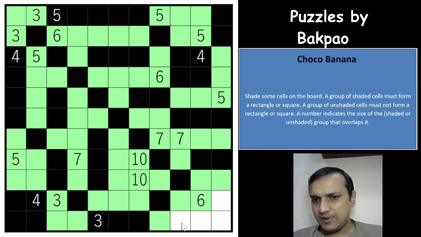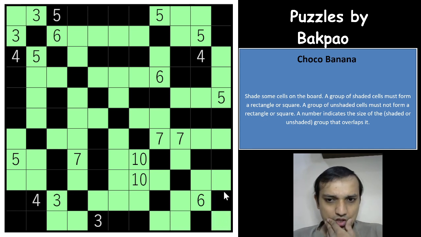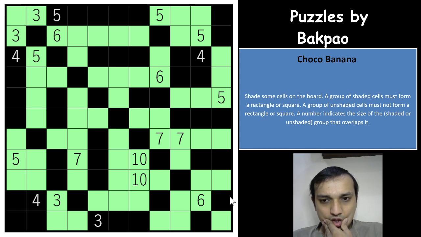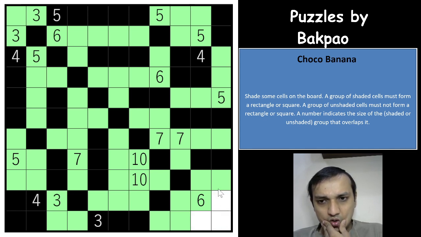And this has to come out not to form a square or a rectangle. So 6 is done. Okay. Oh no, there's something wrong that I did here. Three, 7. Oh, sorry, I'm extremely sorry.